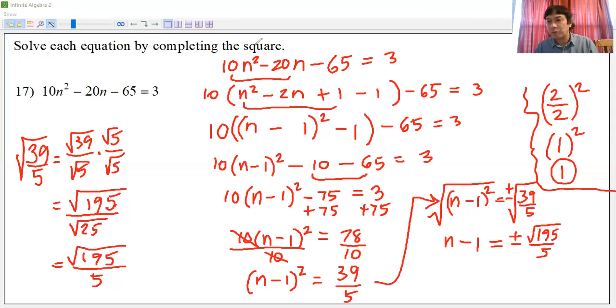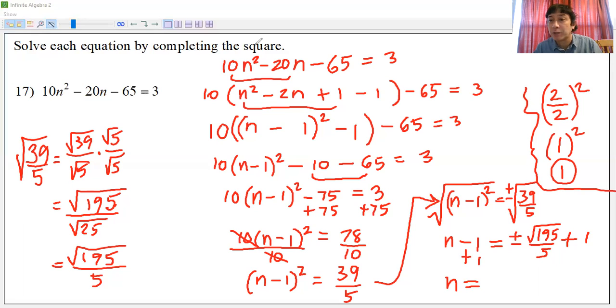All right. Now next we add 1. We're going to extinguish the negative 1. Add 1. That becomes 0. We will just have n there. Now we're going to add 1 here also. And so the left side is just n. The negative 1 and the plus 1 cancel to 0. And the right side is now plus or minus square root of 195 over 5 plus 1.